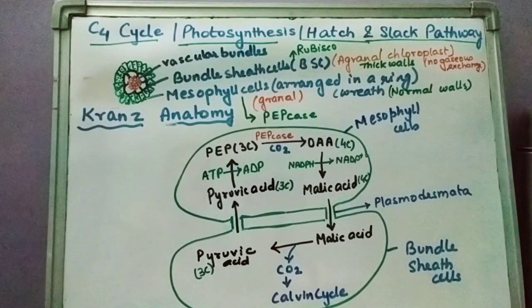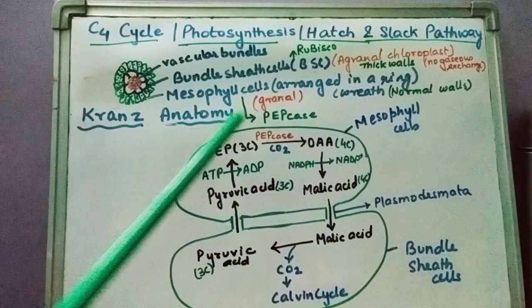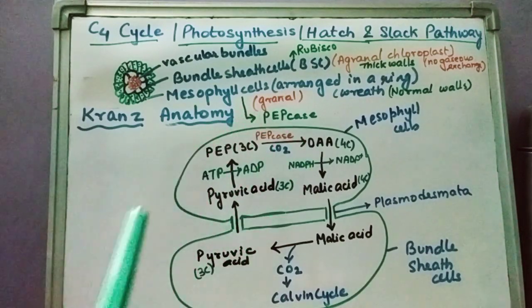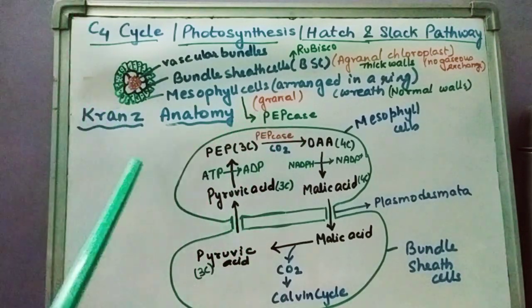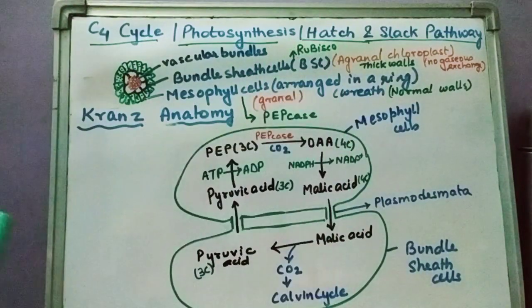This was the C4 cycle, and a very easy cycle to learn, with all the products. Learn it. This is very easy, along with the respective Kranz anatomy and the characteristics of both the cells, bundle sheath cells and mesophyll cells.